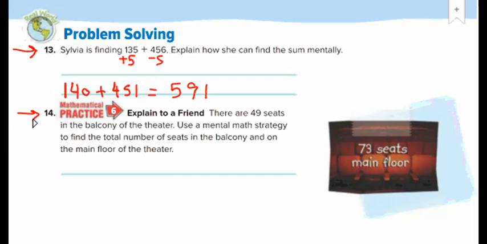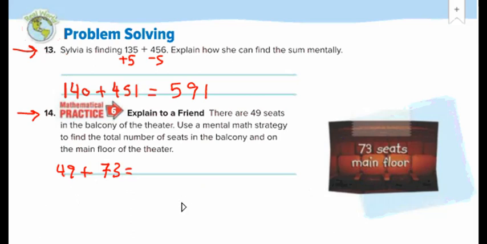Number 14. There are 49 seats in the balcony of the theater. Use a mental math strategy to find the total number of seats in the balcony and on the main floor of the theater. We have 49 seats in the balcony and 73 seats on the main floor. So we want to add 49 and 73.